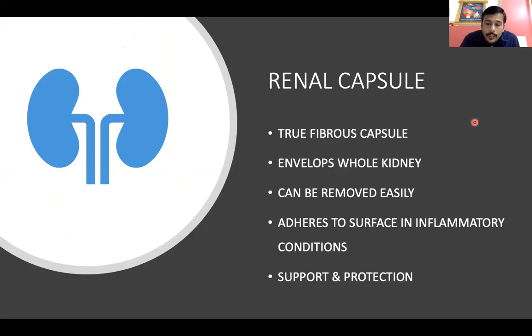In a healthy kidney, I'm talking about in a living and healthy kidney, not in a specimen. But this layer has a chance of getting adhered to the surface of the kidney in case of any kind of inflammatory pathologies, like nephritis. So when the kidney parenchyma is inflamed, then this fibrous layer is going to get stuck there itself. So its main function is giving support and protection to the kidneys.